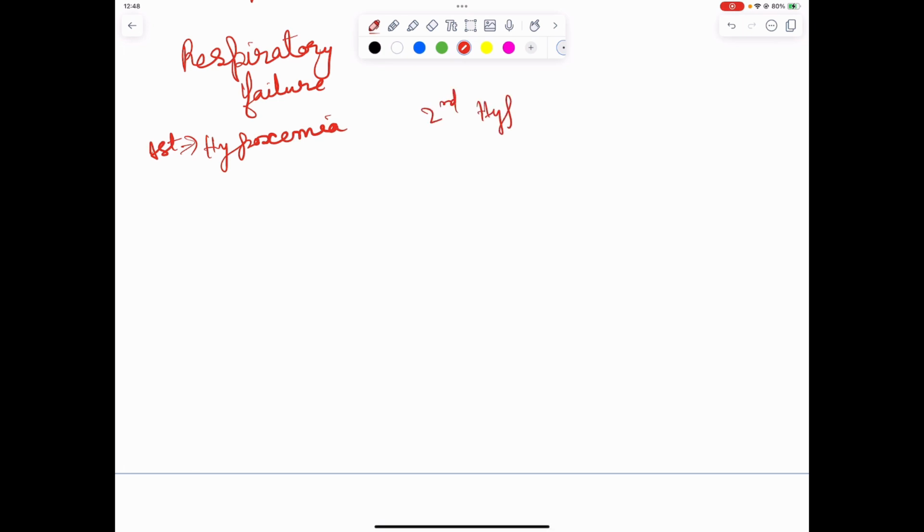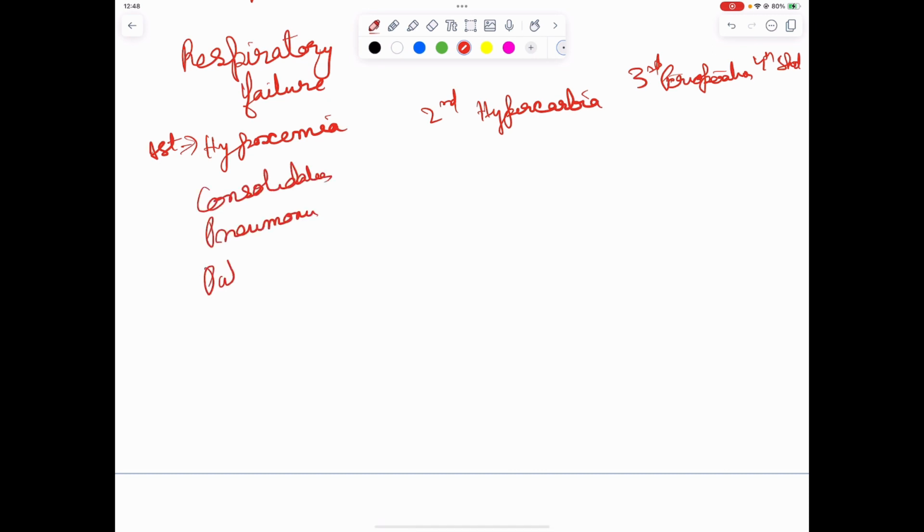Now how to remember the respiratory failure? See, respiratory failure is of mainly 4 types. First is hypoxemia. Second type of respiratory failure is hypercarbia. Third type is perioperative, and fourth is due to shock with hypoperfusion. Now remember that in hypoxemia there is ultimately low oxygen being delivered. So what are the conditions? Consolidation, pneumonia, pulmonary edema, ARDS.